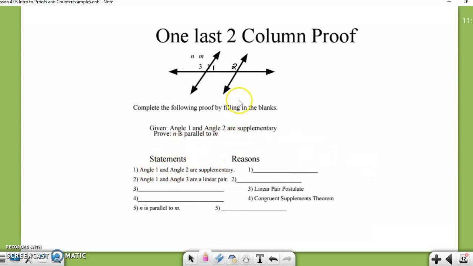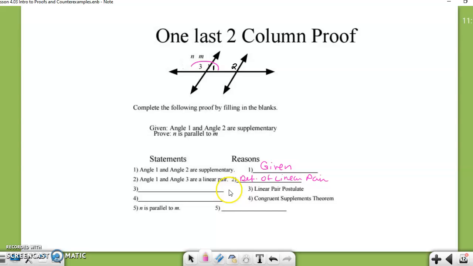So angle 1 and angle 2 are supplementary. Okay, that was part of my given information. I'm not using same side interior angles because I don't know that those are parallel lines yet. I just know I have 2 lines and a transversal. All right, angle 1 and angle 3 are a linear pair. There's my linear pair. And I know that by definition of linear pair: two adjacent angles on the same line.